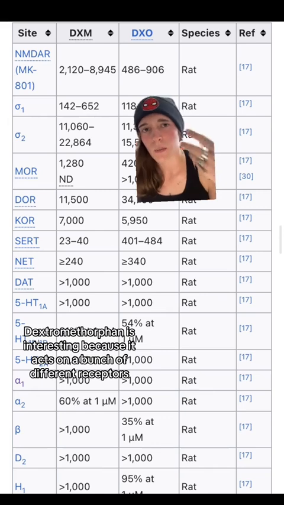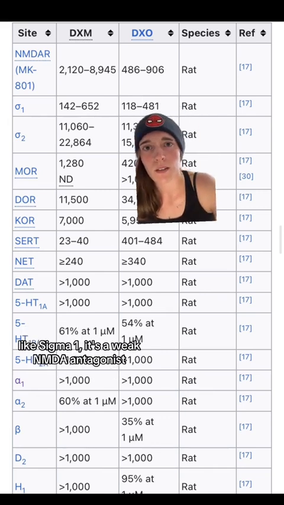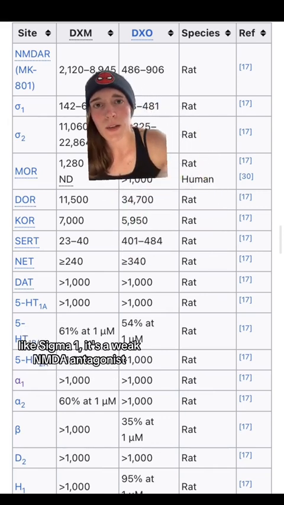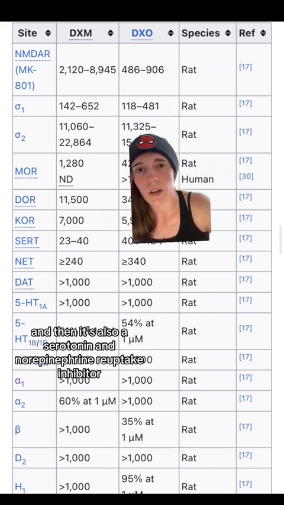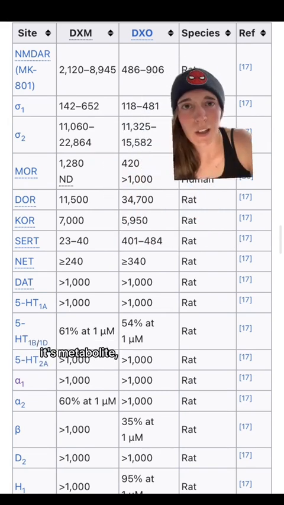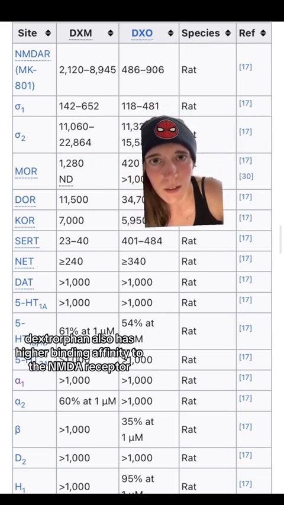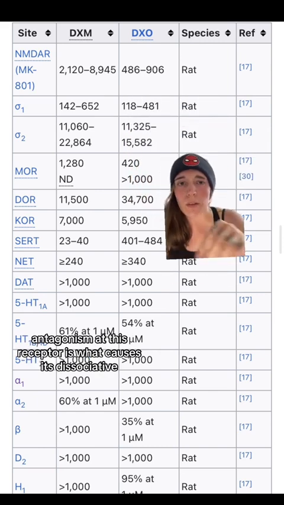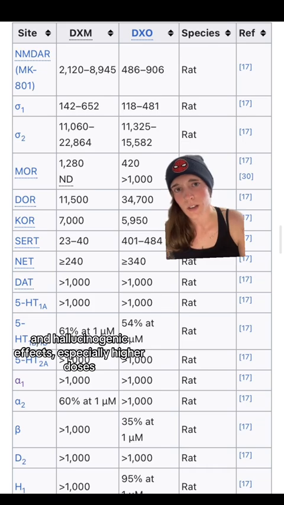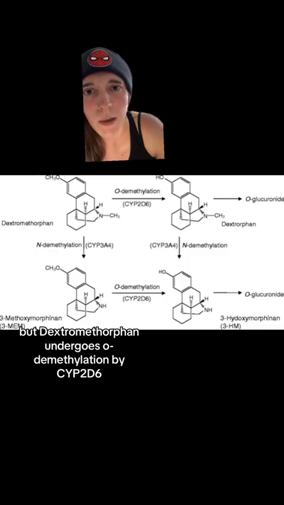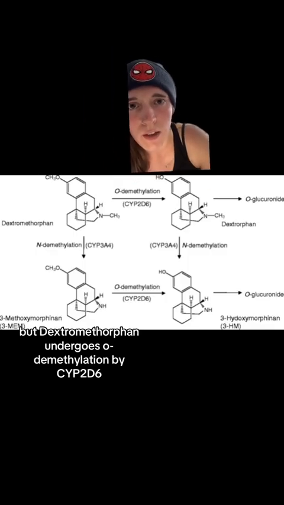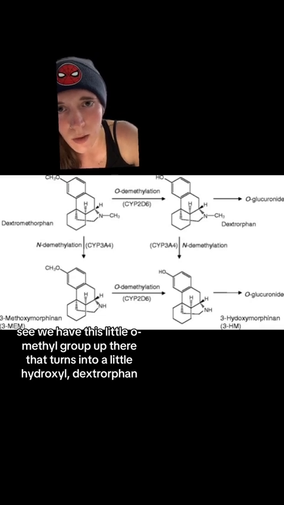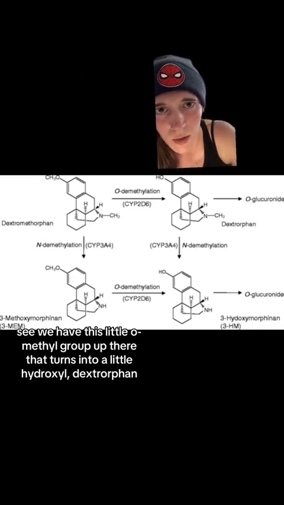Dextromethorphan is interesting because it acts on a bunch of different receptors like sigma-1. It's a weak NMDA antagonist, and then it's also a serotonin and norepinephrine reuptake inhibitor. Its metabolite dextrorphan also has higher binding affinity to the NMDA receptor. Antagonism at this receptor is what causes its dissociative and hallucinogenic effects, especially at higher doses. But dextromethorphan undergoes O-demethylation by CYP2D6. See, we have this little O-methyl group up there that turns into a little hydroxyl.